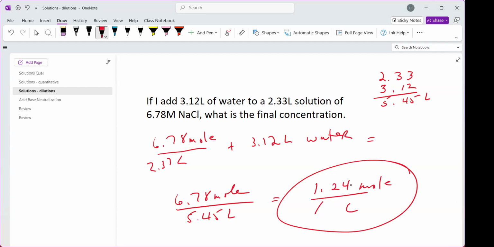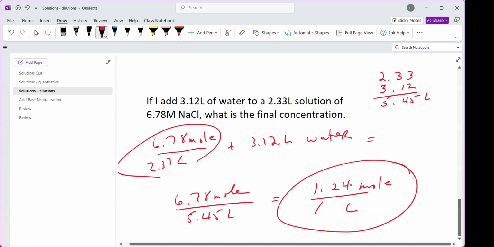Like at the very beginning, 6.78, can that be divided by 2.33? Yes, exactly. So what he's talking about is, do I truly know the number of moles? Not yet. This just says how many moles are in 233 liters, not how many moles there are, okay?